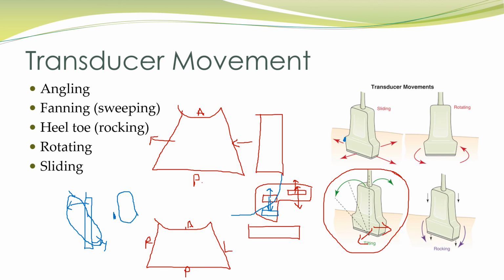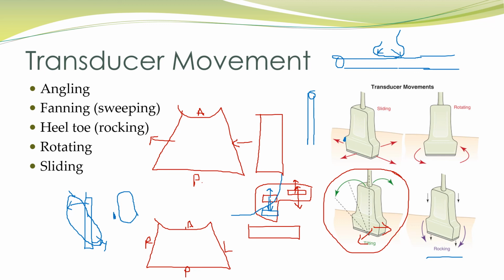And then finally, rocking your probe, which can also be referred to as heel toe. So let's say I am looking at an aorta and my aorta looks something like this on my screen, and then I'm losing some tissue here. Maybe I need to rock my probe back and forth to try and make better contact to fill in this area. So I would be rocking it or heel toeing it front to back, something like that.